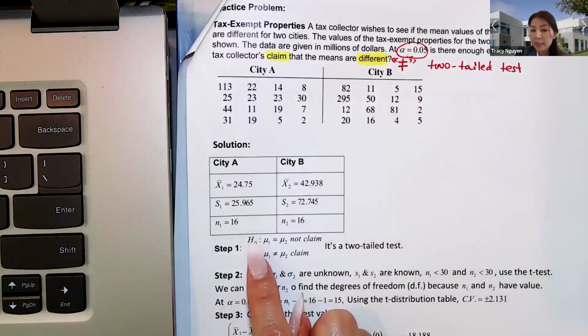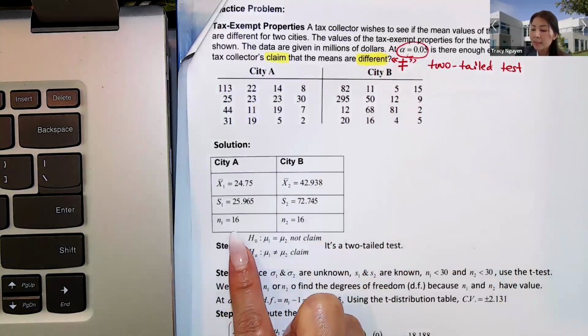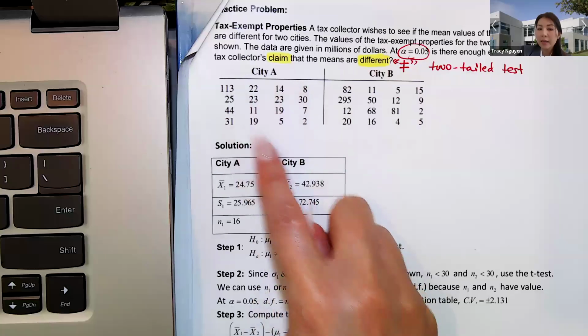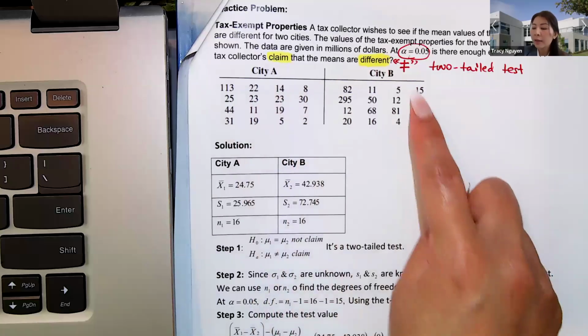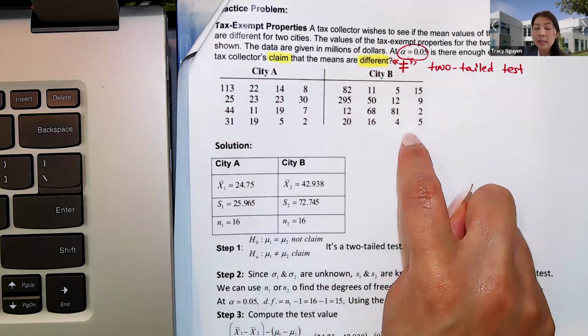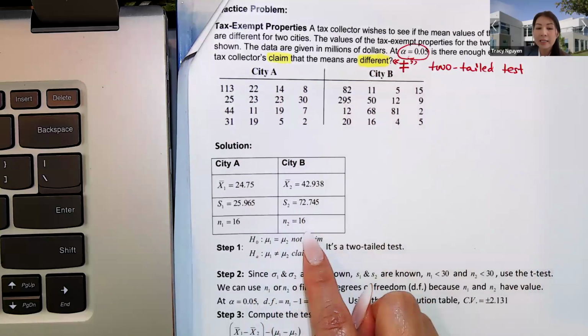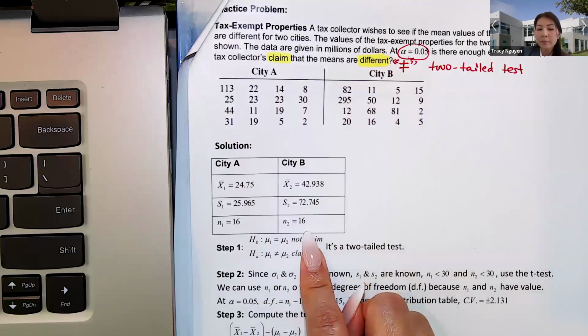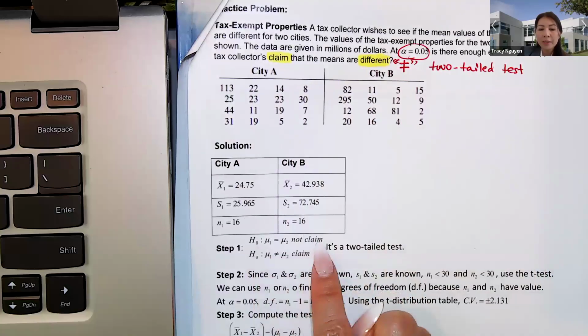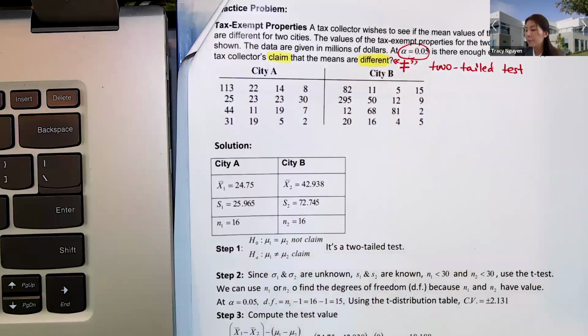And what we notice here, n1 has 16 data values because CDA has 16 data values. Likewise, CDB has 16 data values, so n2 would be 16. So when we find our degree of freedom for this problem, it doesn't matter if we say n1 minus 1 or n2 minus 1, because we get the same value anyways. Okay. All right.